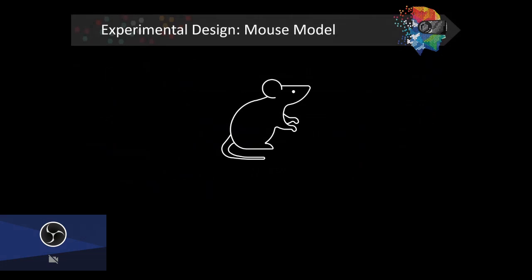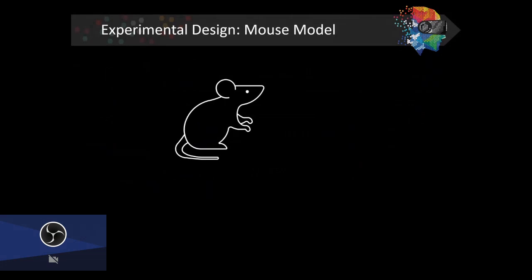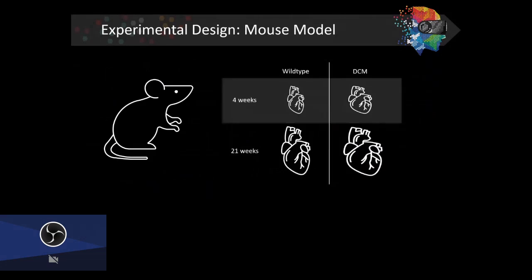To do so, we're working with a mouse model, and the plan is to create in total 4 three-dimensional data sets of 2 different time points, at 4 and 21 weeks, where we compare a wild type with DCM. We chose 4 weeks because this is really where the disease starts to develop. And at 21 weeks, we have a clear phenotype where the left ventricle is already very enlarged, and the heart in general also has a very large size.